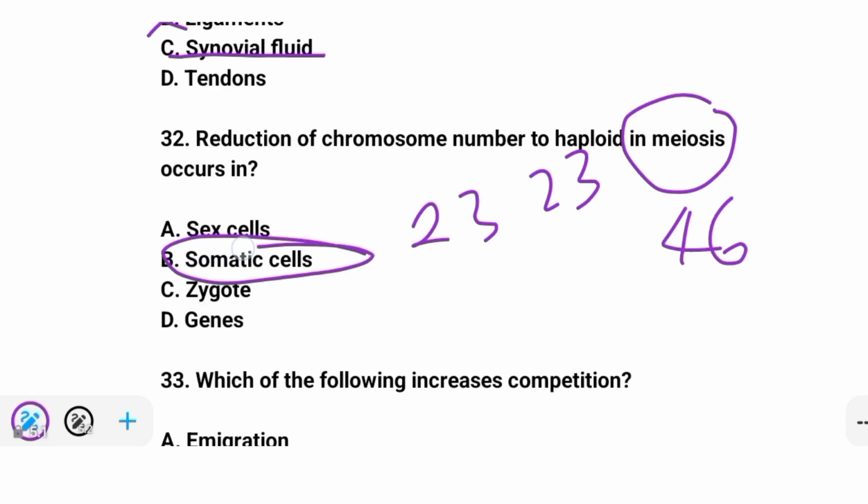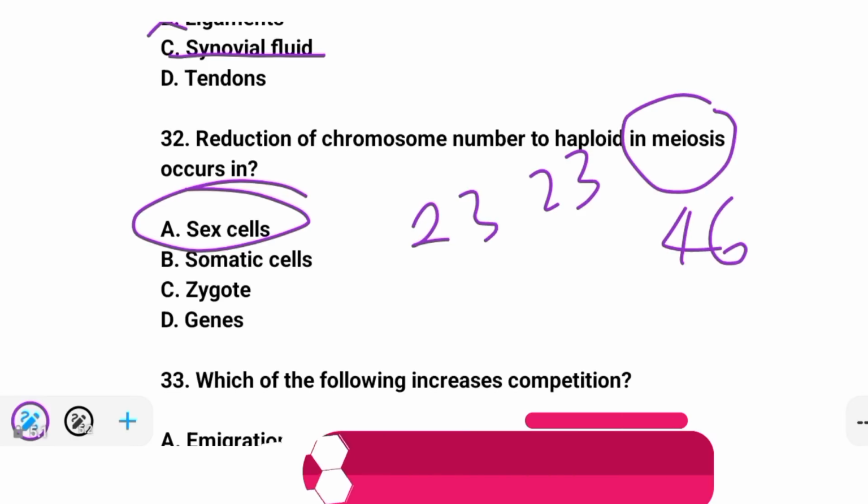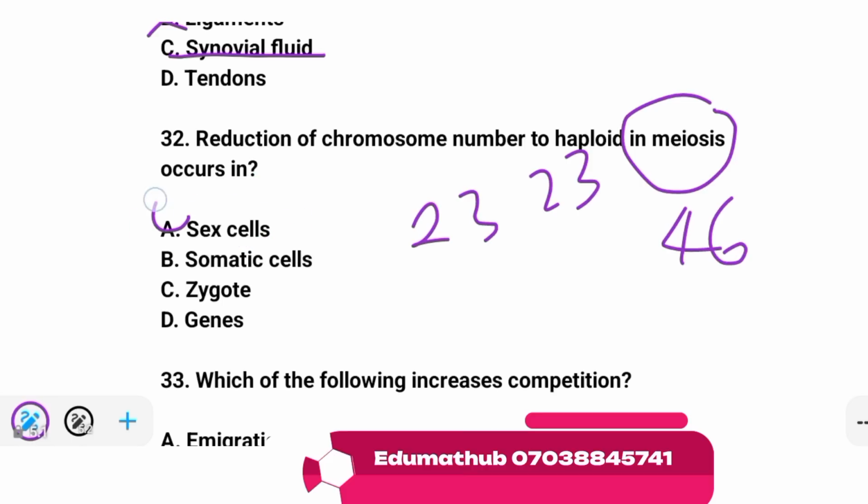Next one is somatic cells. Somatic cells are body cells. So they basically undergo mitosis. And in mitosis, there is no division or half number of chromosomes. It's always the same number of chromosomes, which is 46. But sex cells undergo meiosis. And when they undergo meiosis, they produce half the number of chromosomes of each of the parents. So it will be half, 23. That's why the answer is option A.